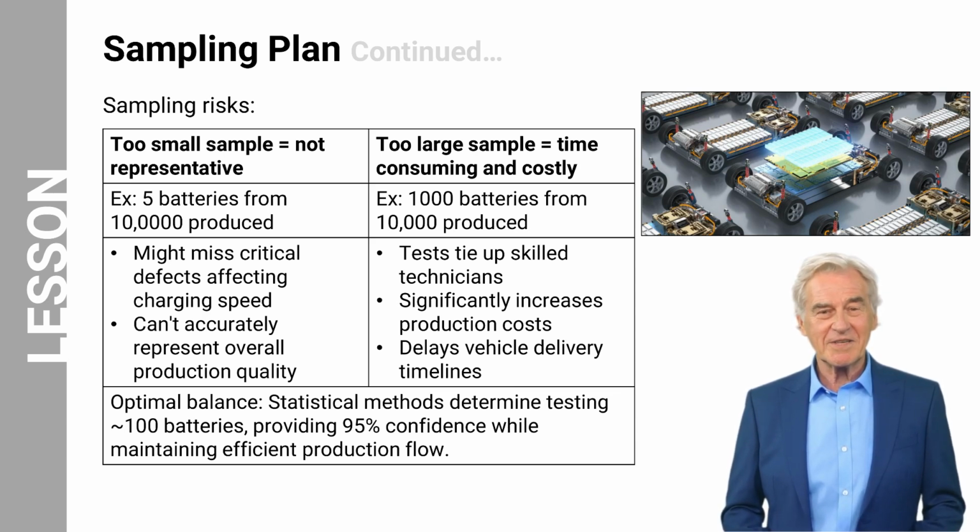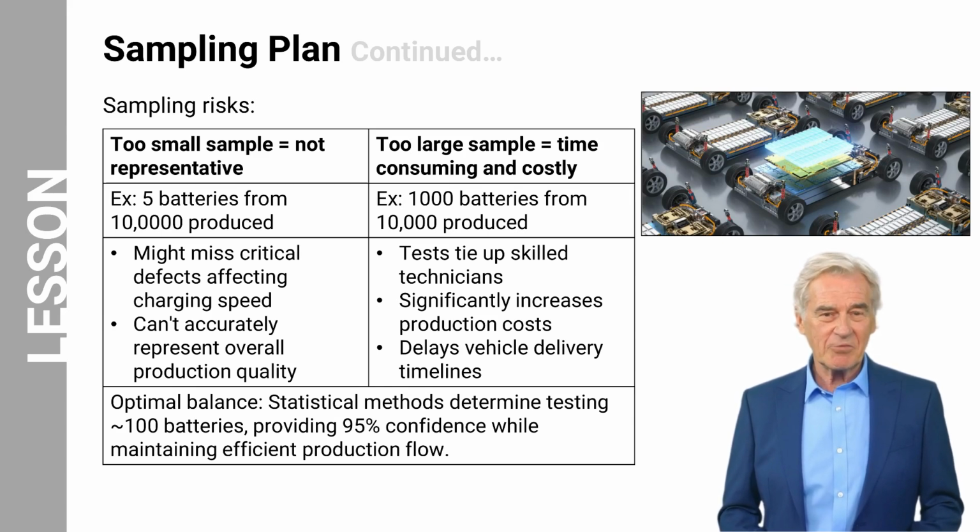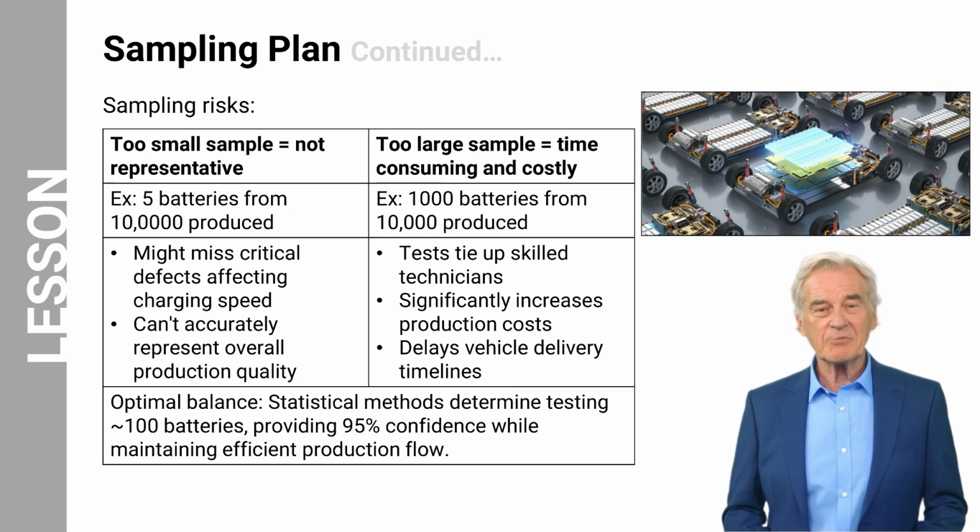In EV battery manufacturing as well, finding the right sample size is critical for quality control. Testing too few batteries, like only 5 out of 10,000 produced, risks missing critical defects that affect charging performance and doesn't accurately represent production quality. Conversely, testing too many batteries, such as 1,000 from a 10,000 unit batch, ties up skilled technicians, increases costs significantly, and delays vehicle deliveries. Statistical methods typically suggest testing around 100 batteries, which provides 95% confidence in quality while maintaining efficient production flow.